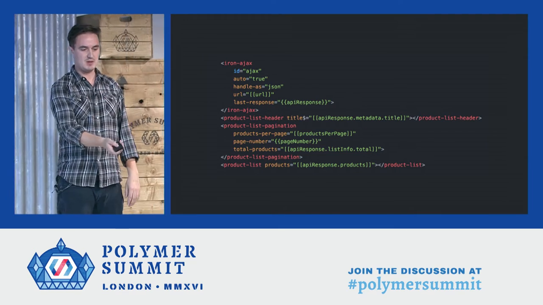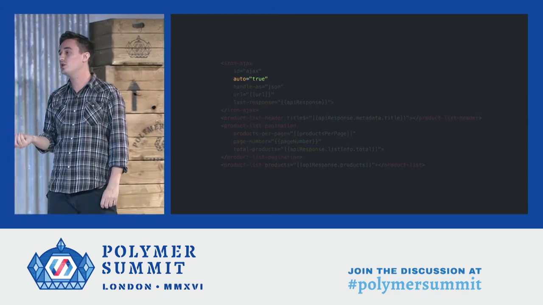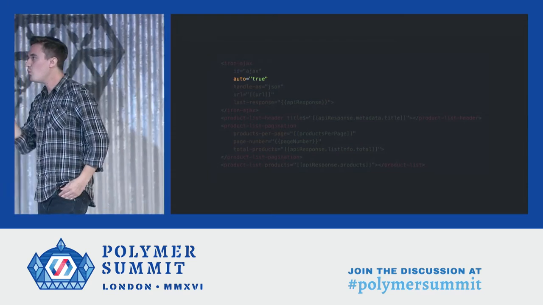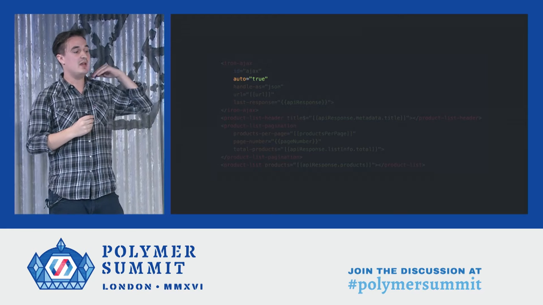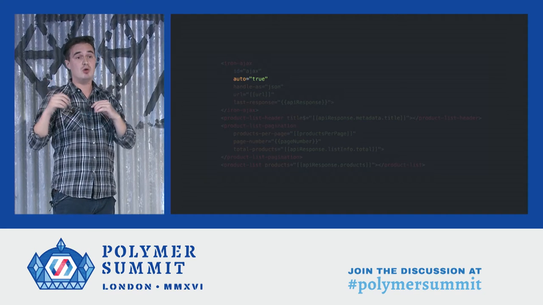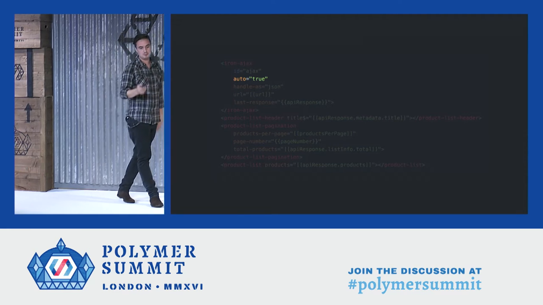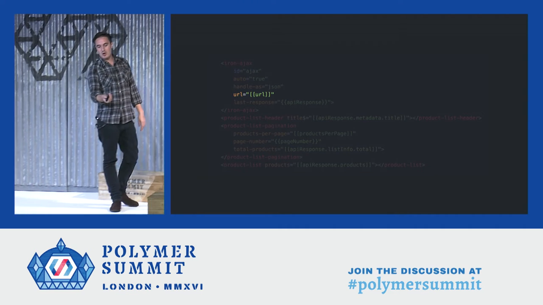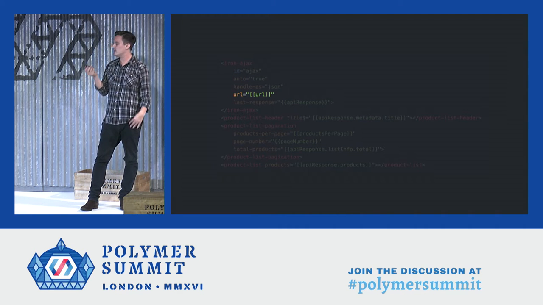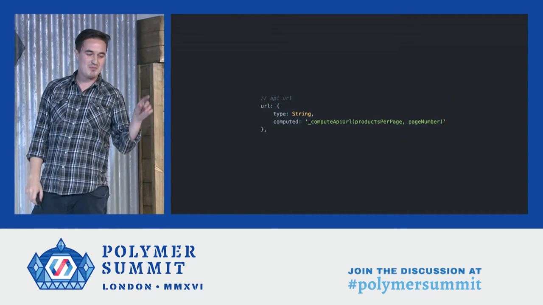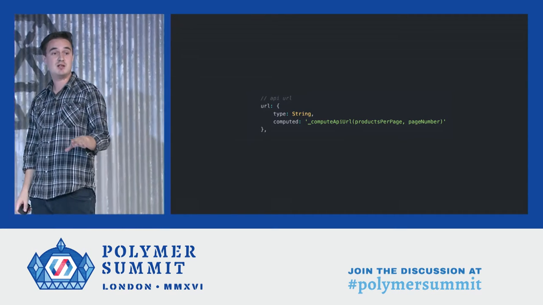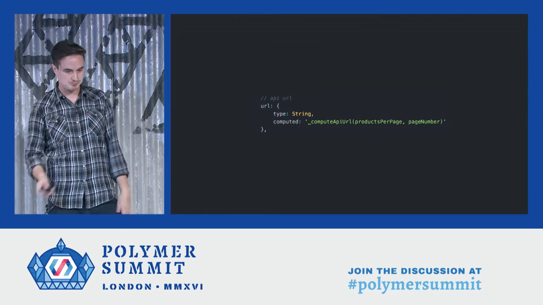But let's look through some of the things on here. So we've got auto on Iron Ajax. What this will do is it will automatically make the XHR request for you, and then if you make a change to the API call, it will again automatically make that call. So we've got URL. Again, I would just want to look into this because it's going to be important when I build up this structure. Again, a computed style, and we're going to pass in products per page and page number. The page number here is the key part that we're interested in.